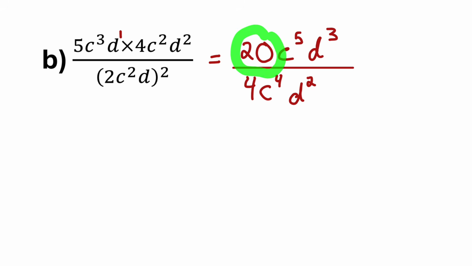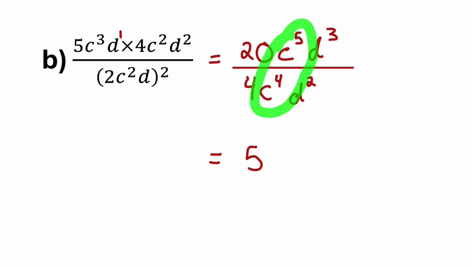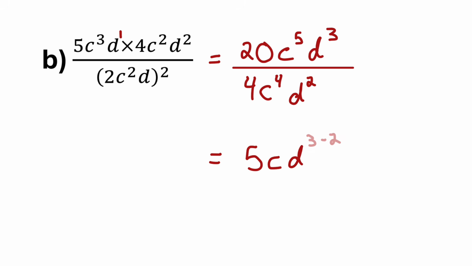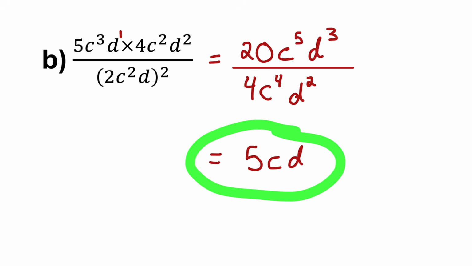I have a 20 divided by 4, which is 5. I have two powers of c being divided. Using the quotient of powers rule, I'll keep the base of c and subtract the exponents, 5 minus 4, which equals 1. And when the exponent is 1, you don't actually have to write it. And then I have two powers of d being divided. I can keep that base of d and subtract their exponents. 3 minus 2 is also 1, giving me a final answer of 5cd.